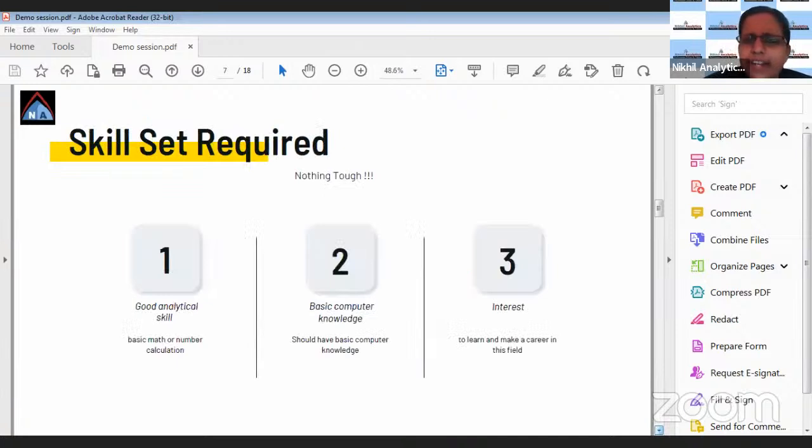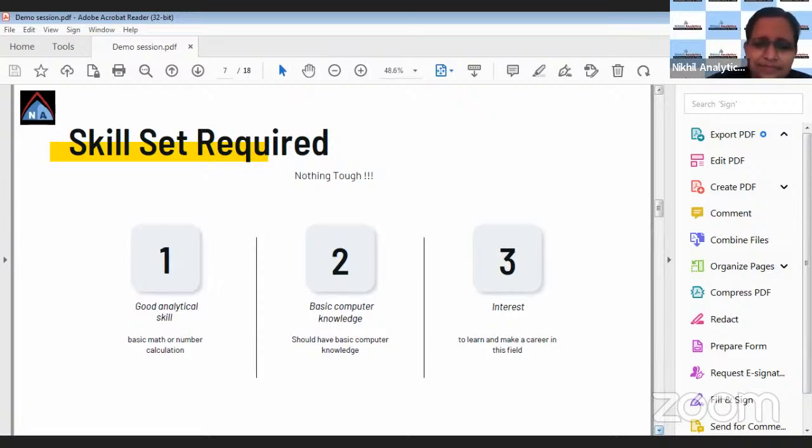Now let's understand what kind of skills are required to make a career in analytics and data science. First of all, you need to have good analytical skills. That means you need to know certain math, at least class 10th level mathematics. You must be comfortable understanding numbers and arithmetic operations. That is the minimum requirement. And you should be comfortable using your computer.